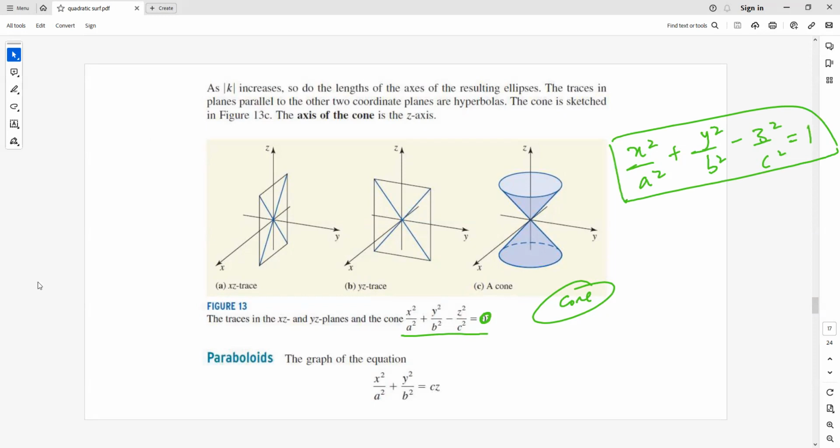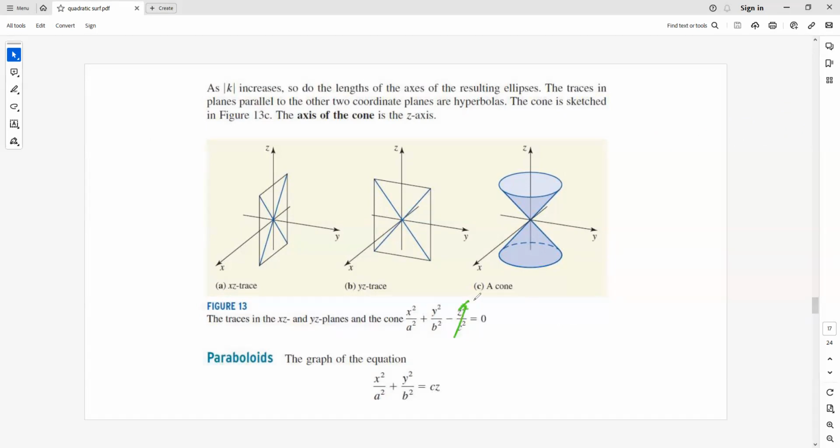Now let's find the traces. If we make this 0, we get x squared over a squared plus y squared over b squared equals 0. This means that x squared over a squared equals -y squared over b squared. Now this represents not this trace. Let's first see the xz trace.